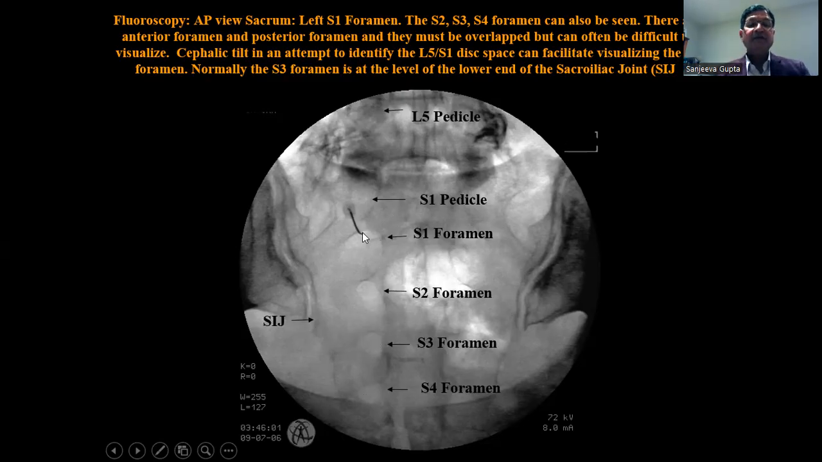So in this case, I'm trying to attempt an S1 root block, and you can see the needle is just entering the foramina. Normally, if you're doing an S1 root block, it's preferable to have the needle in the medial half of the foramina. That will decrease the chance of vascular spread. There is a chapter in that particular book I told you about, the Atlas of Interventional Pain Management Procedures, a stepwise guide. We have discussed a stepwise approach to S1 root block in that book. You may wish to look at that as well.